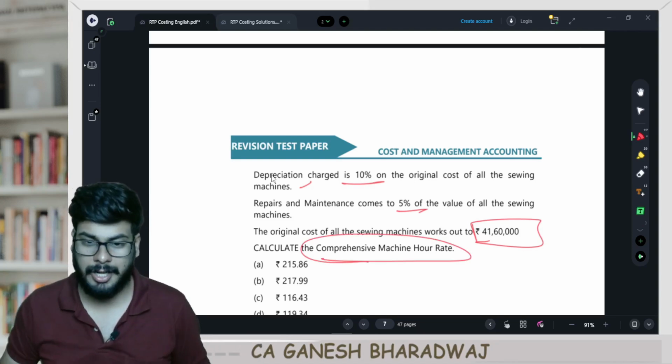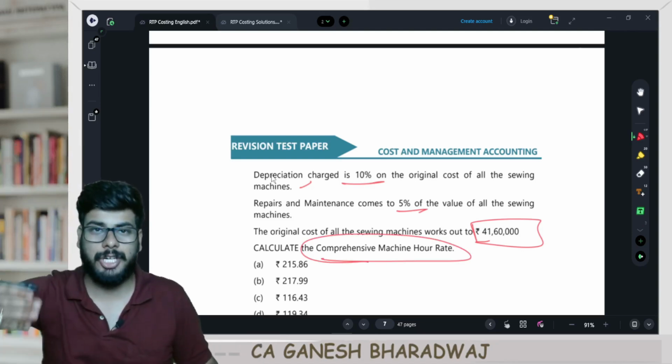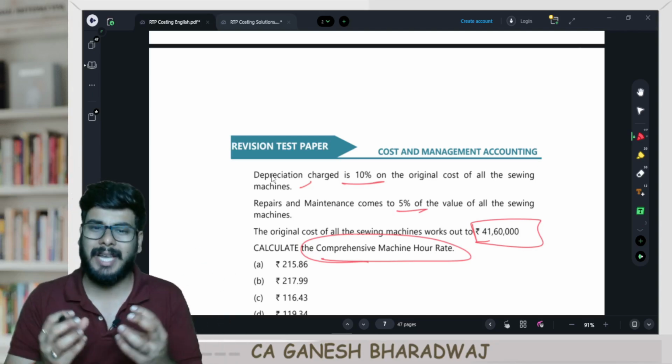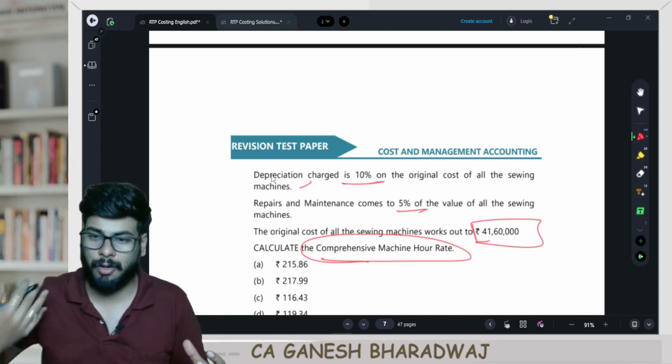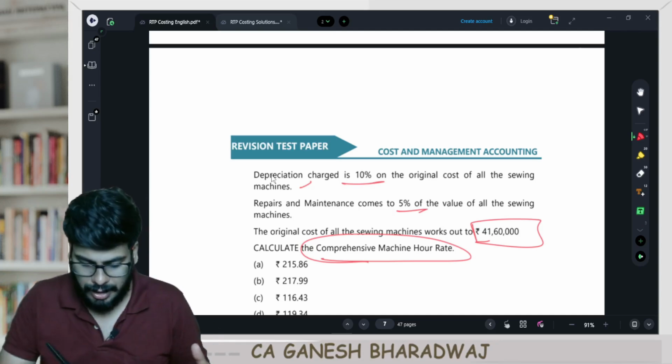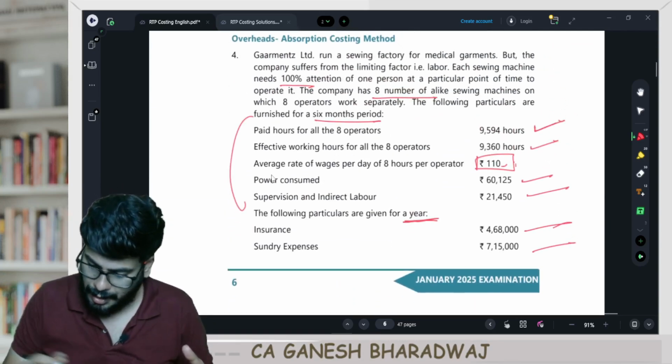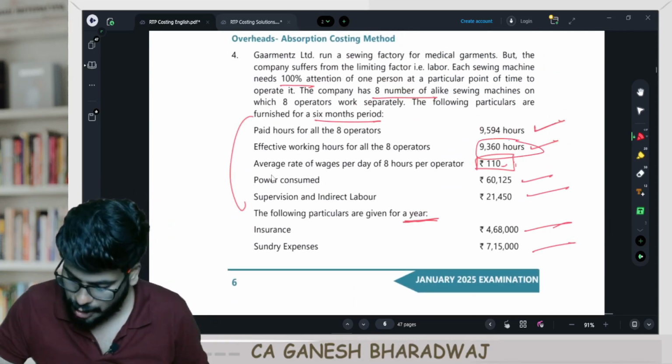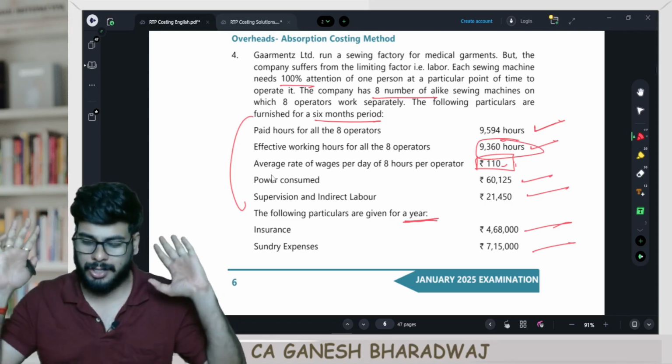So comprehensive machinery rate is basically what? All the machine related overheads divided by the effective hours for which you are running this machine. The effective hours for which the machine is being run is already given in the question. It's going to be 9360. So the denominator is sorted.